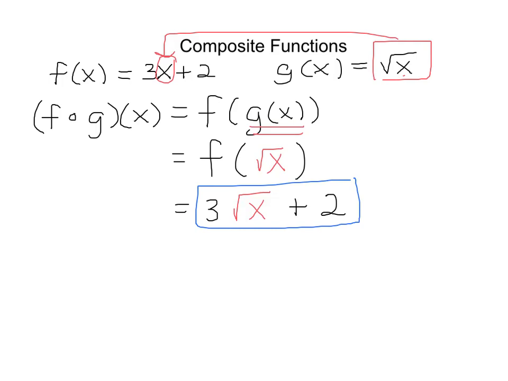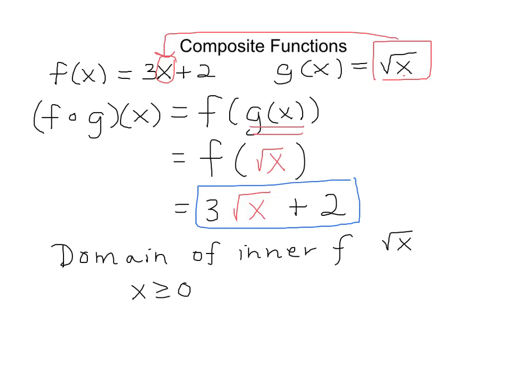Now in terms of the domain, we have to start with the domain of the inner function. And in this problem, the inner function is square root of x. So the domain of square root of x are all the numbers greater than or equal to 0, since we can't take a square root of a negative number. We could also write that using interval notation, that is a bracket, 0 is our starting point, comma, everything to the right, all the way out to infinity with a parenthesis.